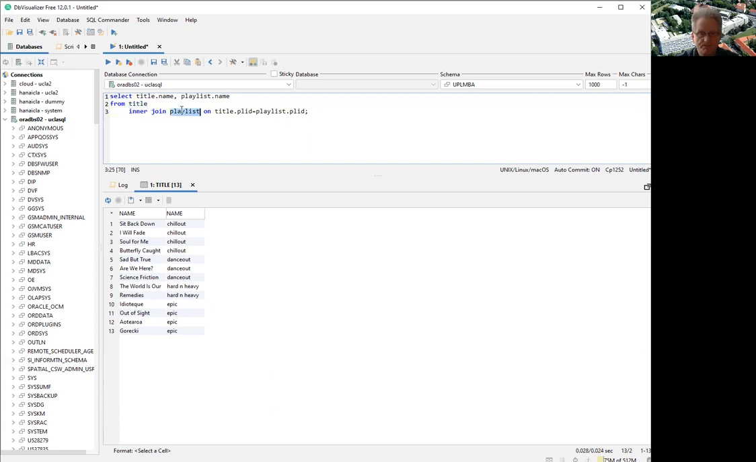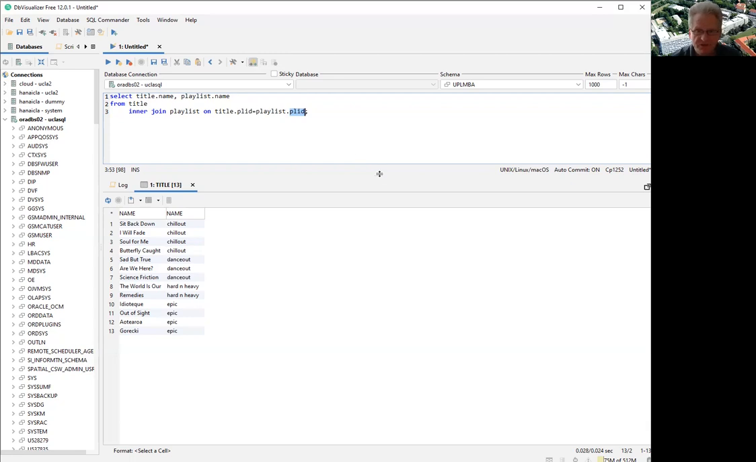And in order to be a correct join, we need to have a join condition that tells us by means of which columns the data is connected or has to be connected. And this is after the keyword on. So we have to use the keyword on. And then we have to provide a join condition, namely the playlist ID of the title must have the same value as the playlist ID of the table playlist. And that's our join.